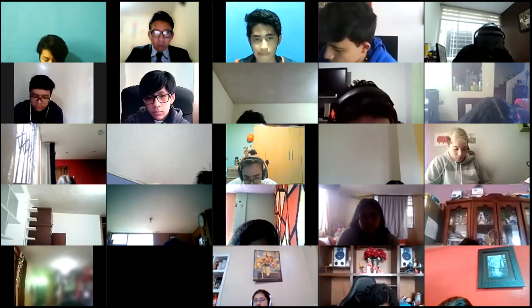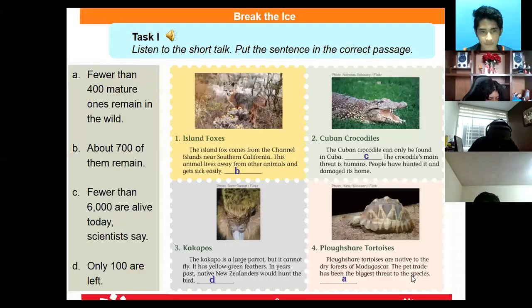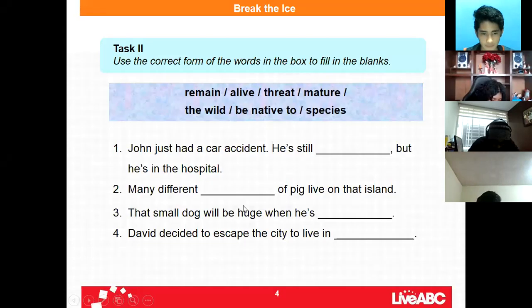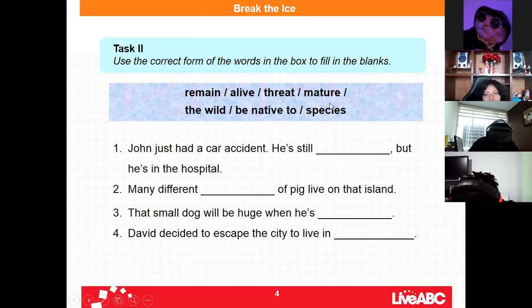Task number 2. In the same page, we have to use the correct form of the words in the box to fill in the blanks. Please, Zambrano Matias, read the words in the box. Remain, alive, treat, mature, the wild, be native to. Thank you. Remain, alive, treat, mature, the wild, be native to, and species.